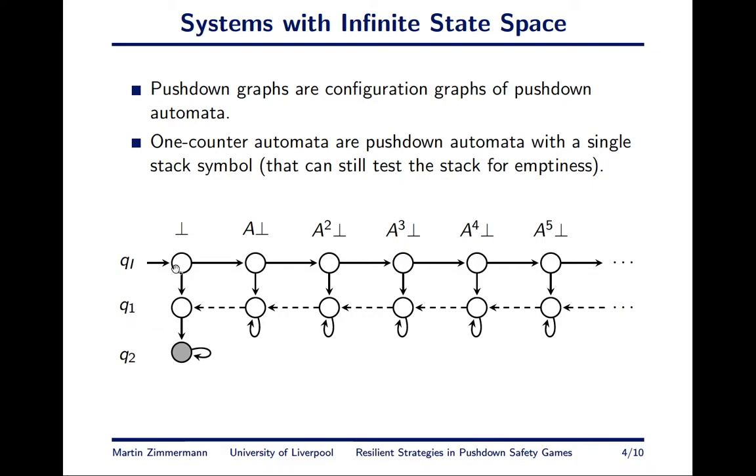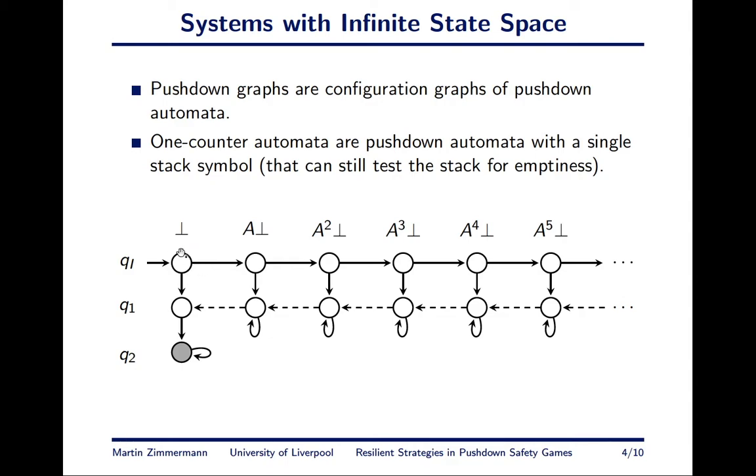And what's going on is you can push A's on the stack in Qi, going up this path here. Then at any time you can change into state Q1 without manipulating the stack content. And then you can pop an A with a disturbance transition, or you can use a self loop here. Okay, and then once the stack is empty in state Q1, you can go to state Q2, which is a bad one.